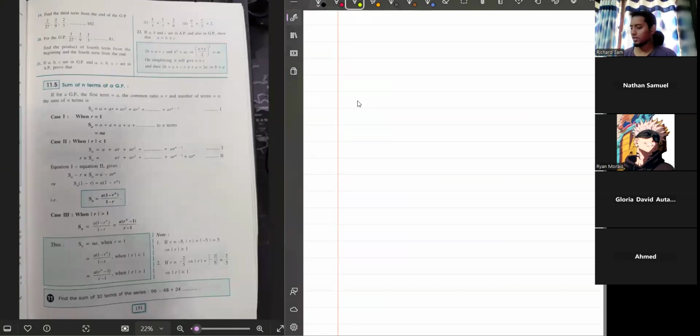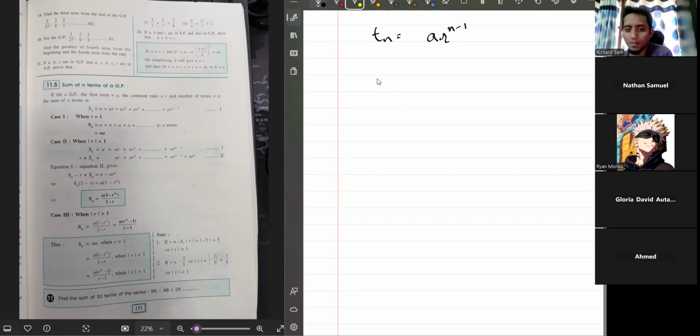Okay, so here again you have a formula to find the nth term, Tn. What's the formula for Tn? It's A r raised to n minus 1. A stands for the first term. R is not the difference, but the ratio between two consecutive terms.